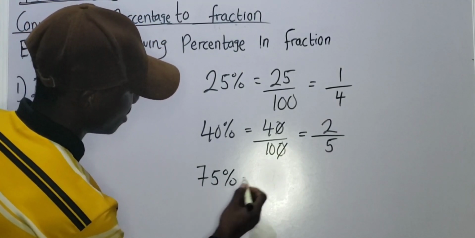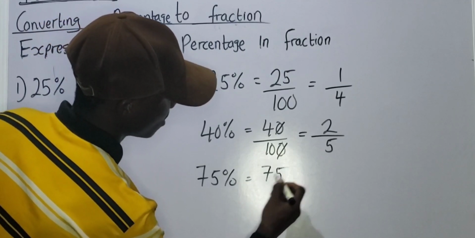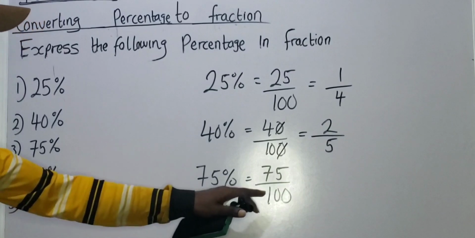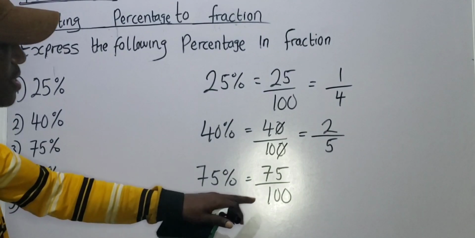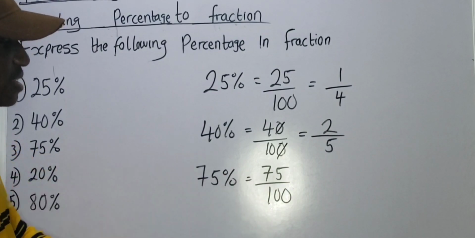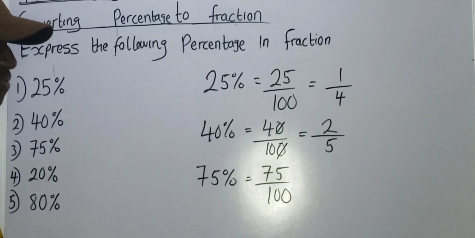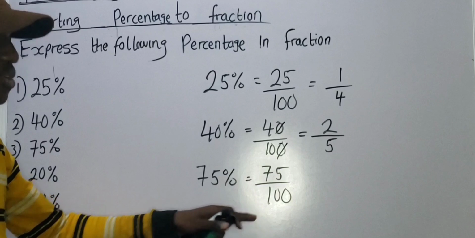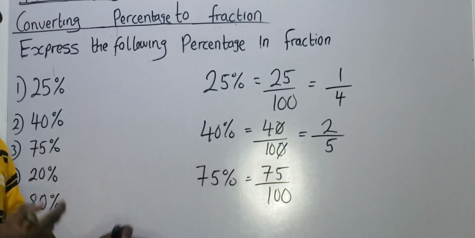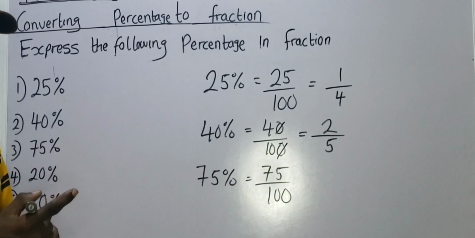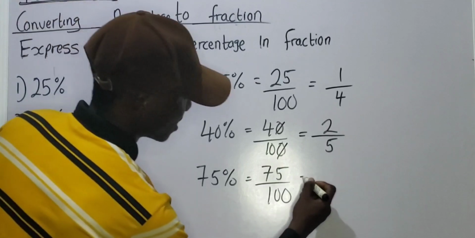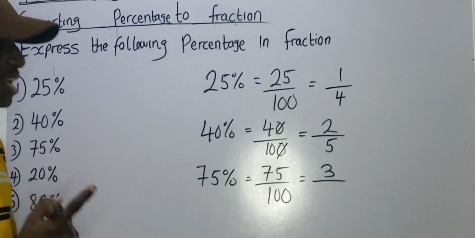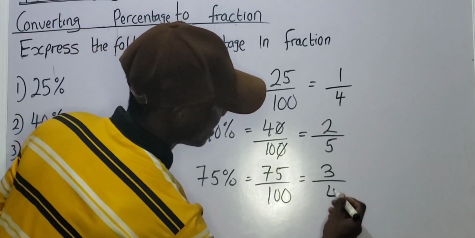75% is equal to 75 all over 100. Okay? What can go in 75 and 100? That is 25. Okay? 25 can go in 75 and 25 can go in 100. So 75 divided by 25, that is what? That is 3. This is 3 over 100 divided by 25, that is 4. So the answer here is 3 over 4.